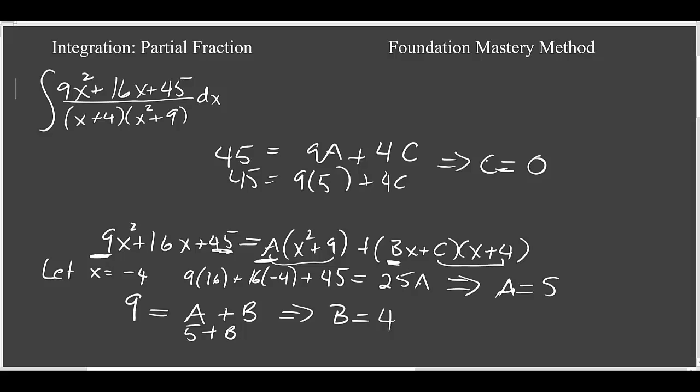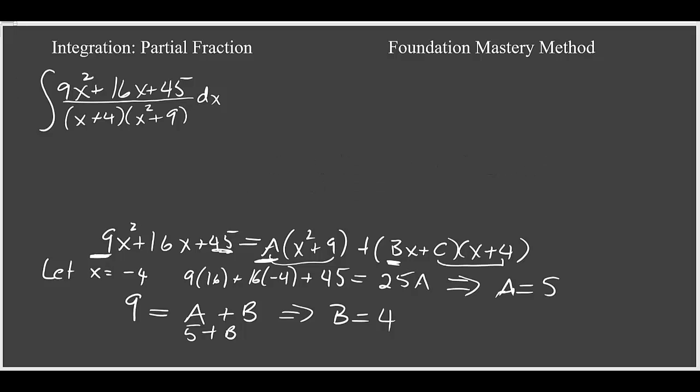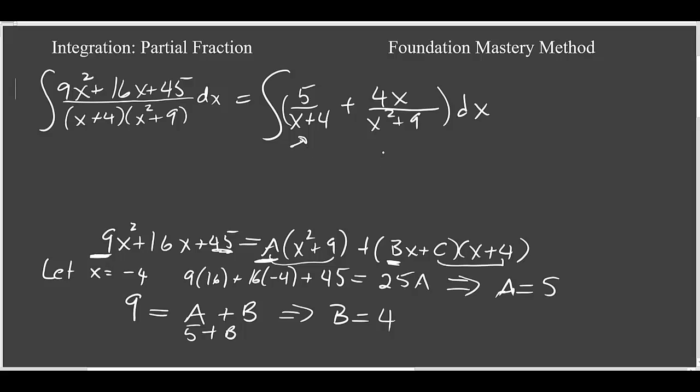So now let's put these constants back into the decomposed rational function so that we're ready to integrate. So then the integral becomes the integral of a over x plus 4 plus bx plus c, so 4x plus 0, over x squared plus 9. Now this right here will be a natural log, and to do this integral right here, we're going to do a little u substitution off to the side.